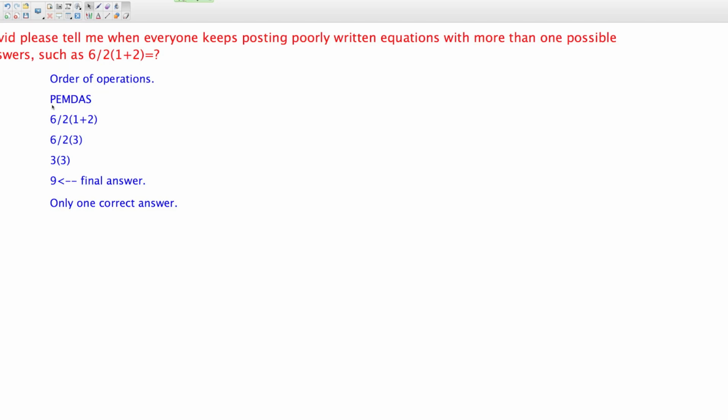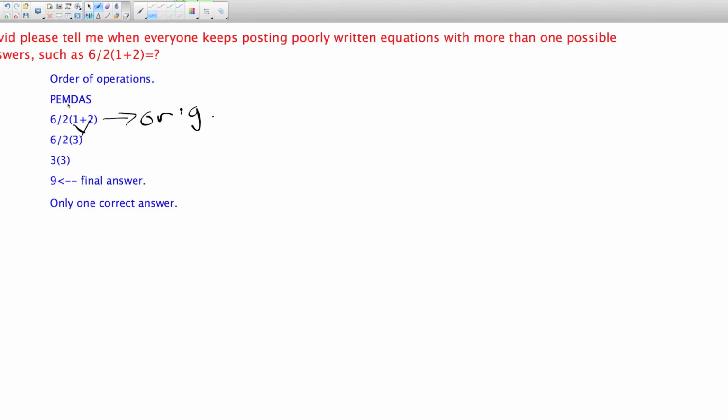Now, the order of operations, as you can see here, is PEMDAS. P for parentheses, E for exponents, M for multiplication, D for division, A for addition, and S for subtraction. Now, this particular line right here is just the original problem. At this point, what I do is what's inside the parentheses, 1 plus 2 to give us 3.